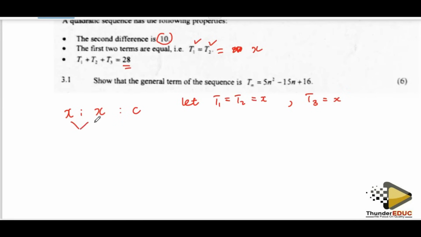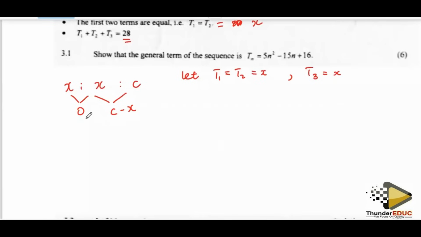What I know is that this is going to represent the first difference, because x minus x will give us a 0, and then this is going to be c minus x. And then they told us that the second difference is a 10. What does this mean? This means that if I get my c minus x minus a 0, I must get a 10. So c is the same as 10 plus x. I've made c the subject of the formula. I can call this equation number 1.